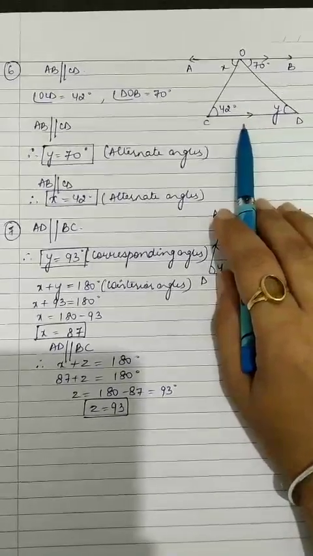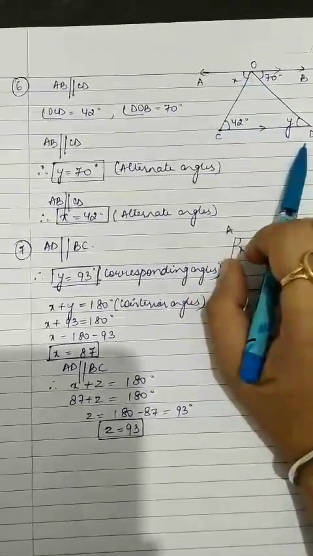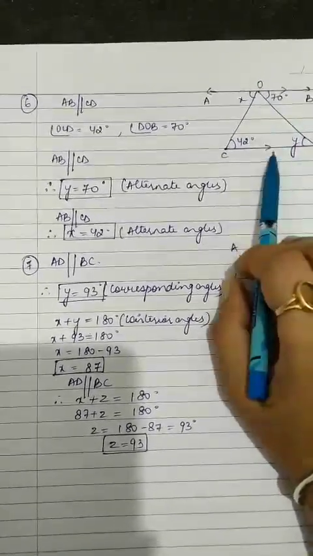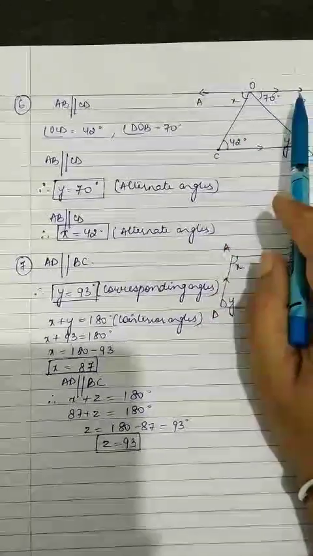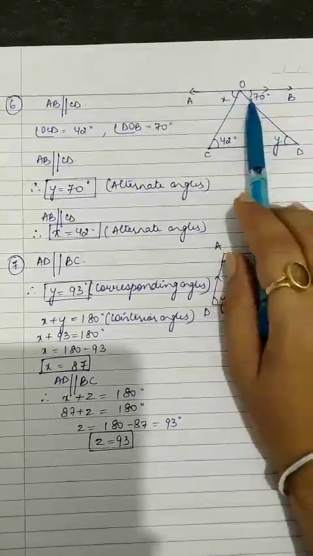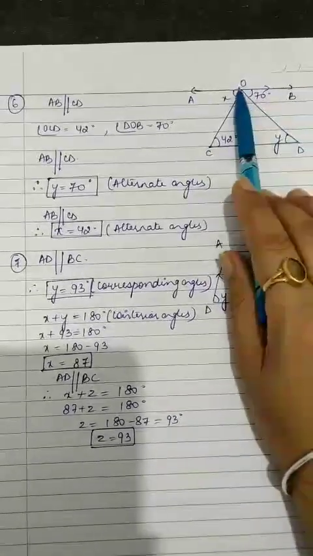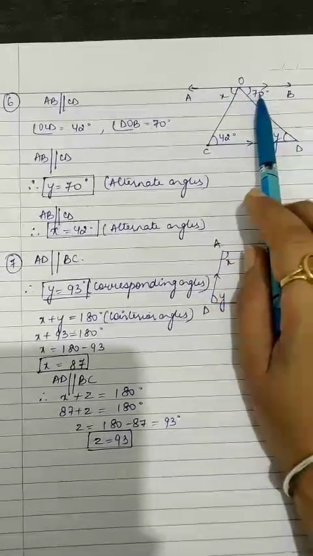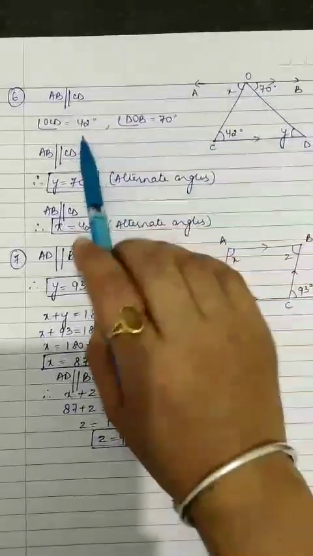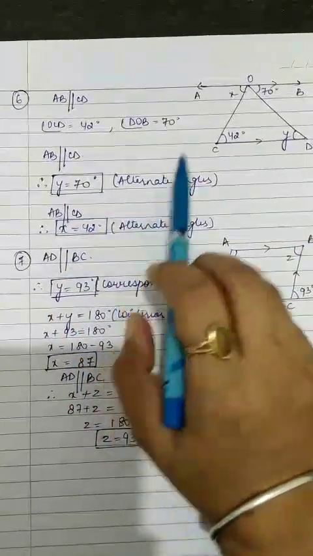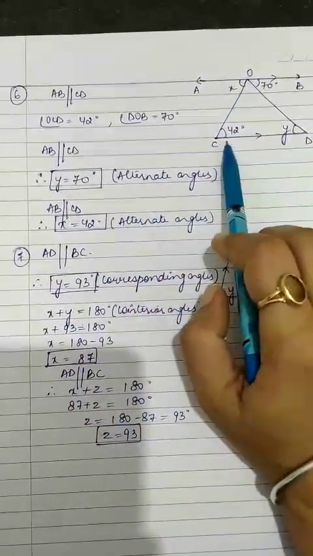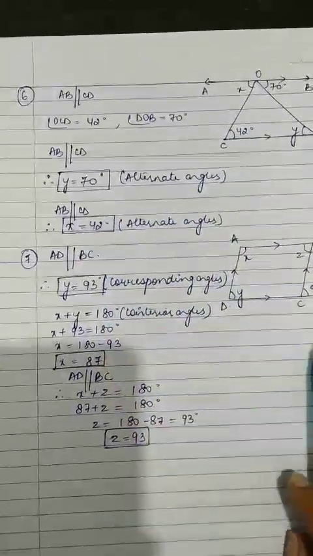Question number 6, children. Again the figure is given to you. This is the figure given to you. AB is parallel to CD. This is also given to you. So if they are parallel and these two angles are given to you, BOD, which is 70, and OCD, which is 42. So here Z is forming, Y is equal to 70, alternate angles, and X is equal to 42, which is again alternate angles.